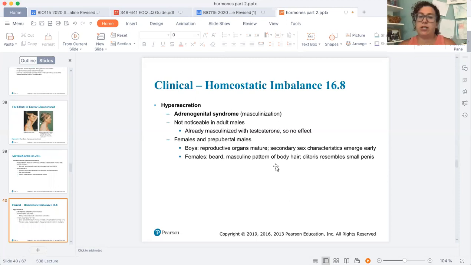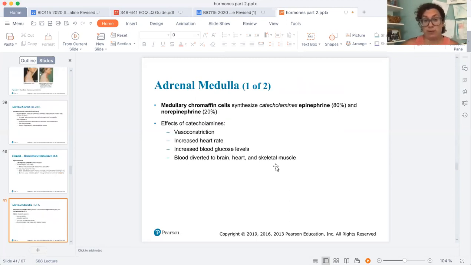That means masculinization. In adult males, they don't really see much of an effect, but in females and prepubertal males, we'll sometimes see reproductive organs that are maturing too fast. They might have pubic hair too fast, deepening of the voice too fast, and females might have beards or body hair that looks like a male's, or the clitoris can actually be big enough to resemble a small penis.